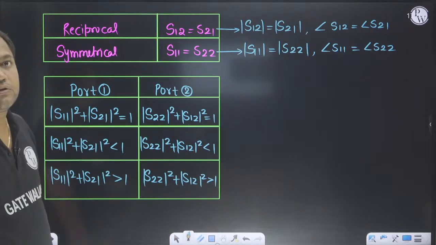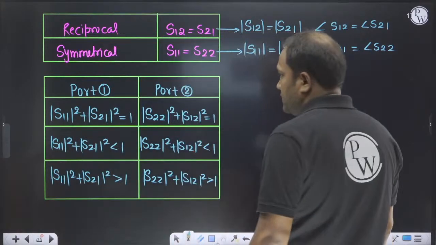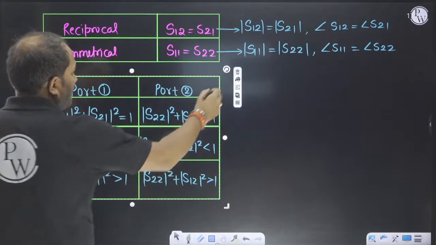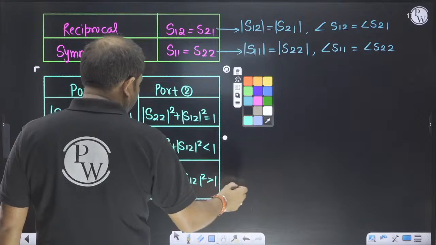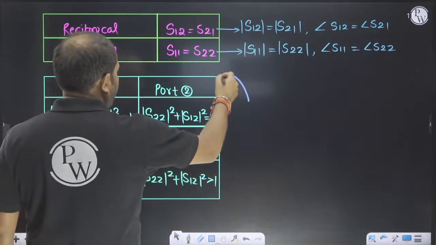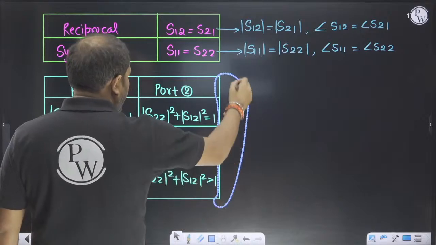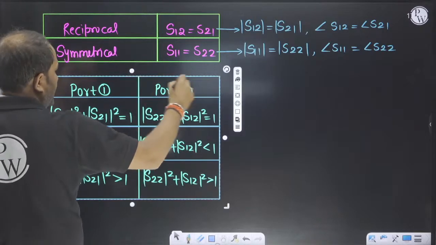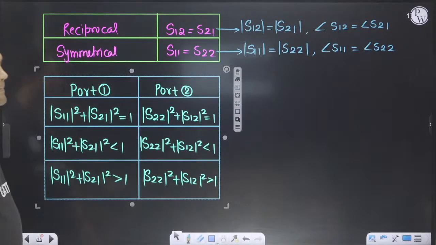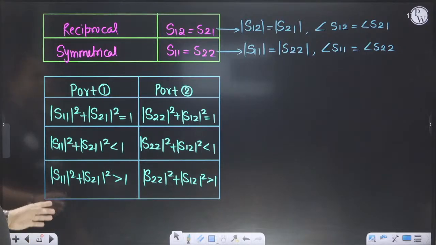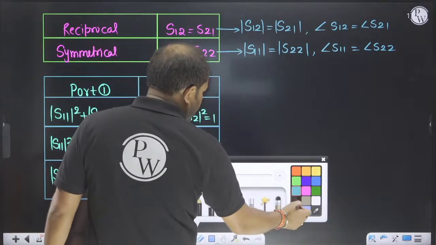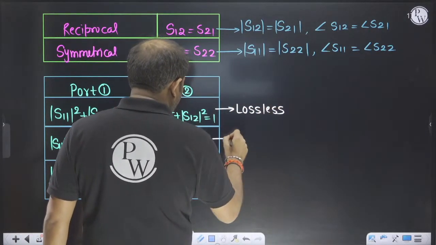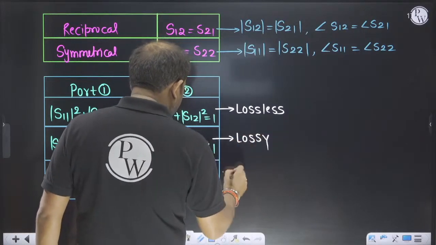So this is the point you should remember. First one is lossless, second one is lossy, and third one is amplifier.